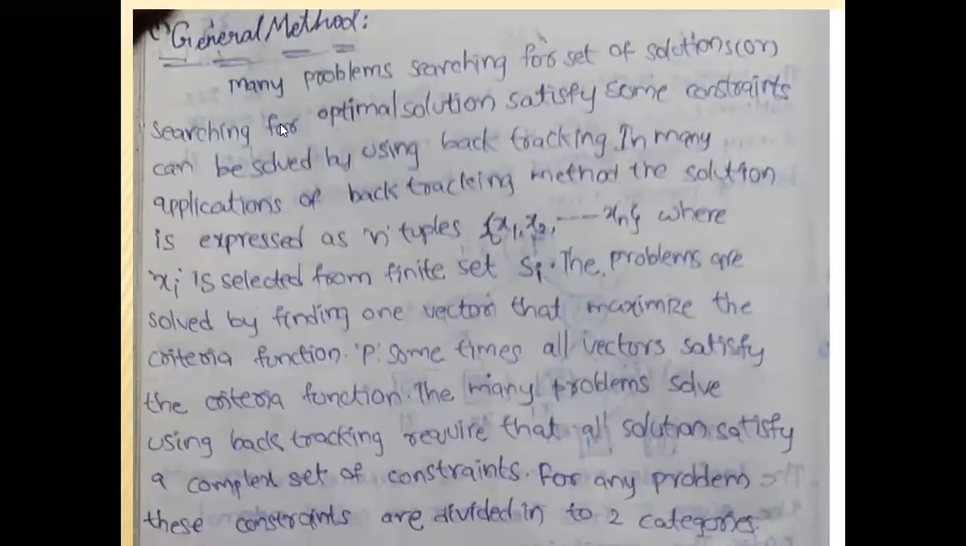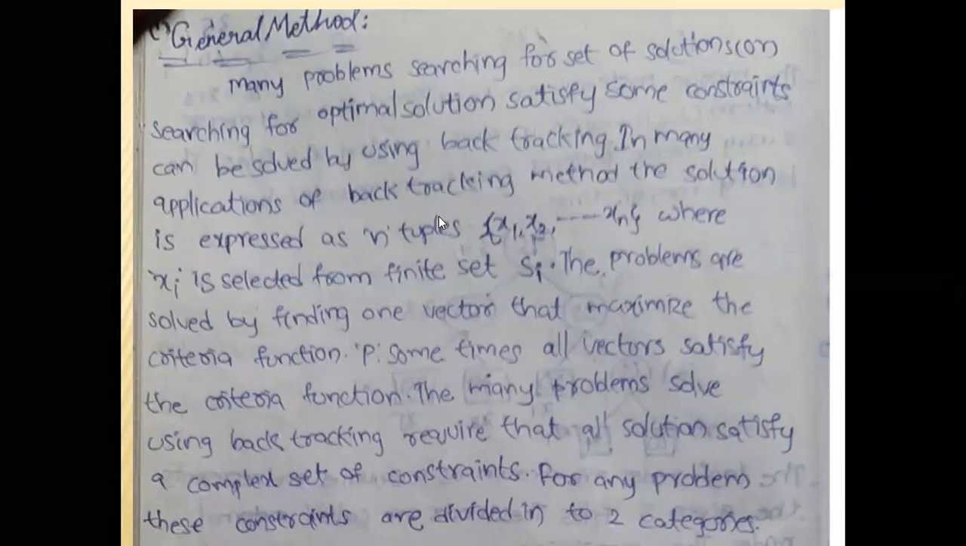Many problems are searching for a set of solutions. A set of solutions means these four problems have more than one solution, and we are searching for the set of solutions or the optimal solution that satisfies some constraints, solved by using backtracking. So in many applications of the backtracking method, the solution is expressed as a tuple, for all these four problems.